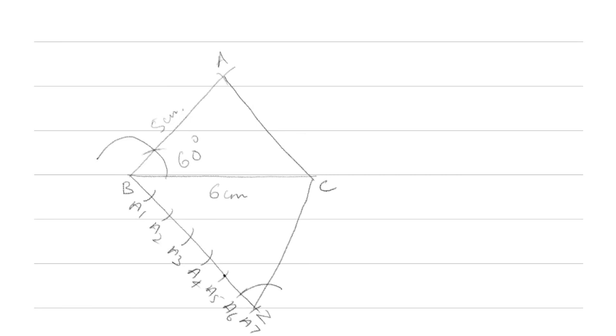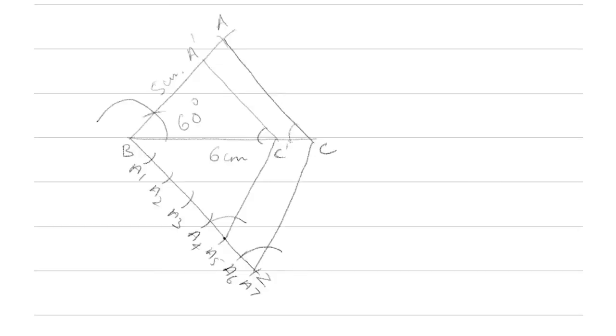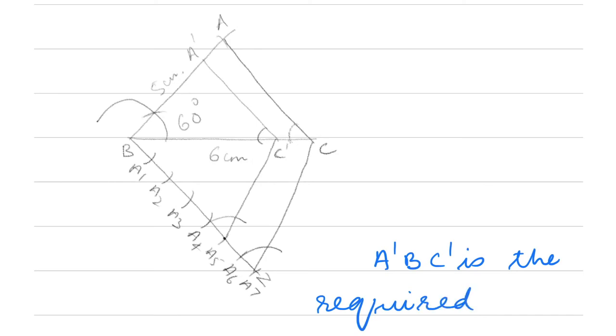So now I'm going to make the same angle as BZC here also, and I'm going to draw a parallel line, and we get this point as C dash. Then I'm going to measure angle C, and I'm going to draw the same angle at C dash. So this meets AB at A dash. So we can say A dash B C dash is the required triangle.